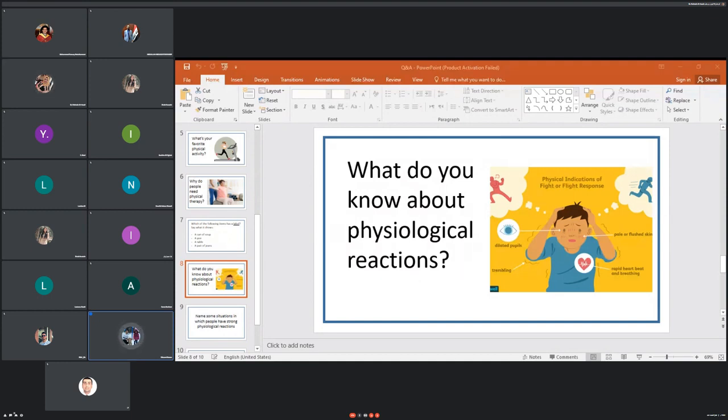For physical reaction, it is any activity that you do. For example, if you feel like a dog is chasing you, the first thing you do is run away. Yes, that's correct. Okay, so do you think that physiological reactions happen before physical reactions? No, physical reaction comes first, then physiological reaction comes next.